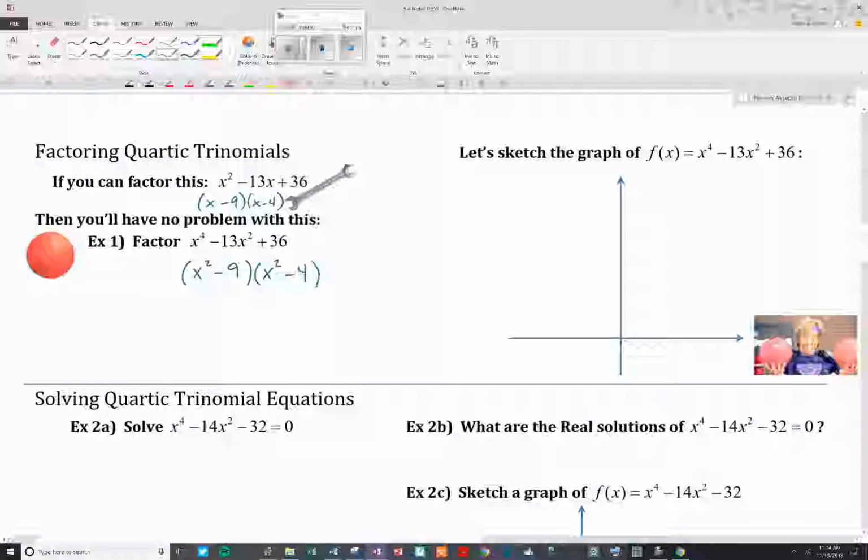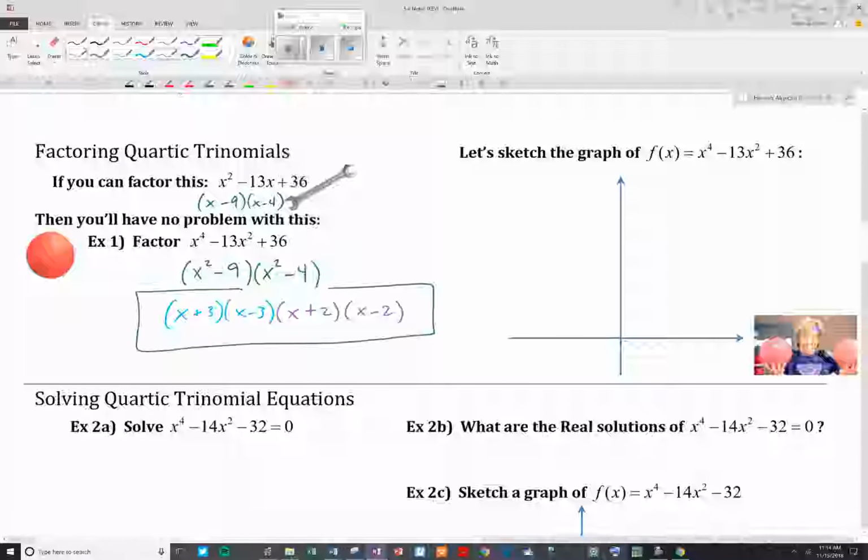What do you notice about this one? Both of these are still factorable. We have x plus 3, x minus 3, and then x plus 2, x minus 2. So that is fully factored. You want to keep factoring as long as you can factor. That is completely factored. And we're going to use that now.